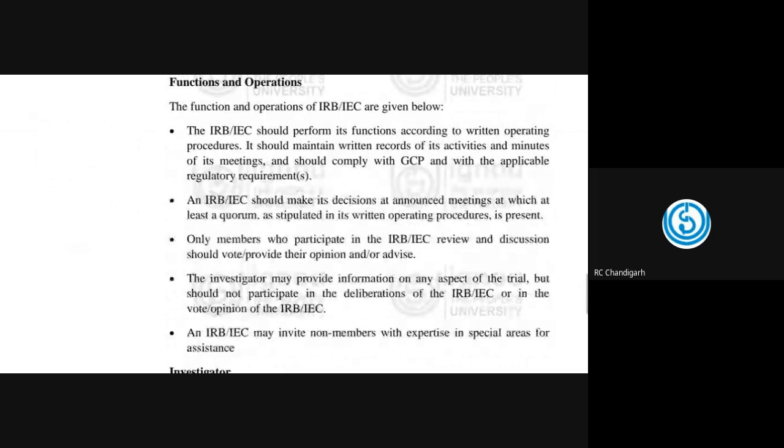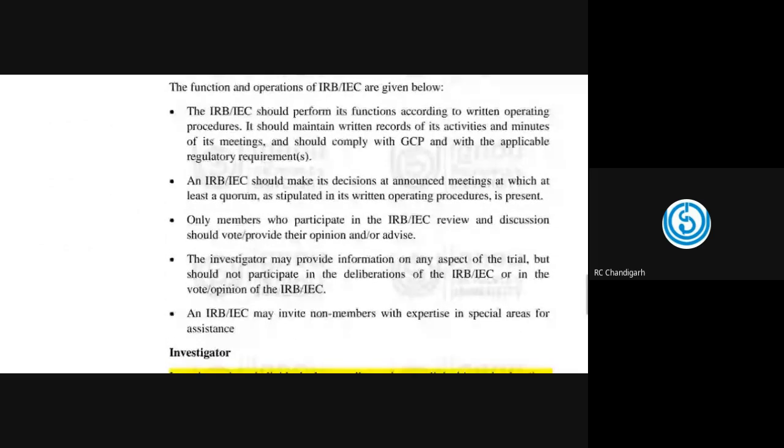The functions and objectives of the Institutional Ethics Committee are given below. The IEC should perform its functions according to written operating procedures. It should maintain written records of its activities and minutes of its meetings, and should comply with GCP and with applicable regulatory requirements. An IEC should make its decisions at announced meetings at which at least a quorum, as stipulated in its written operating procedures, is present.